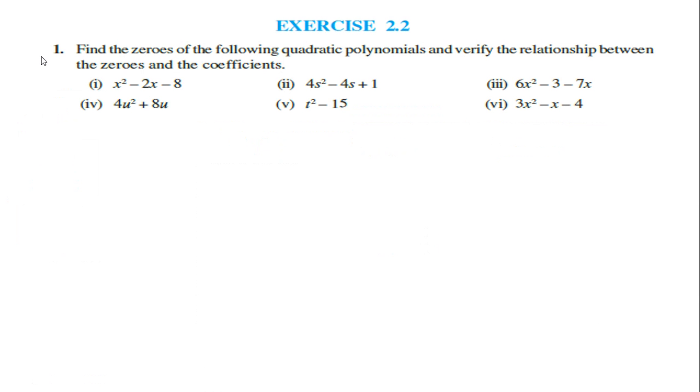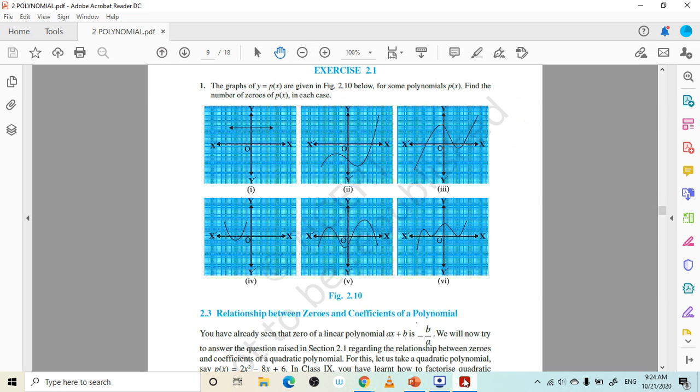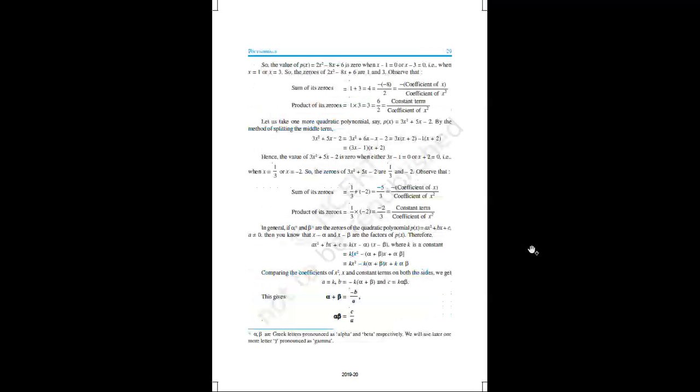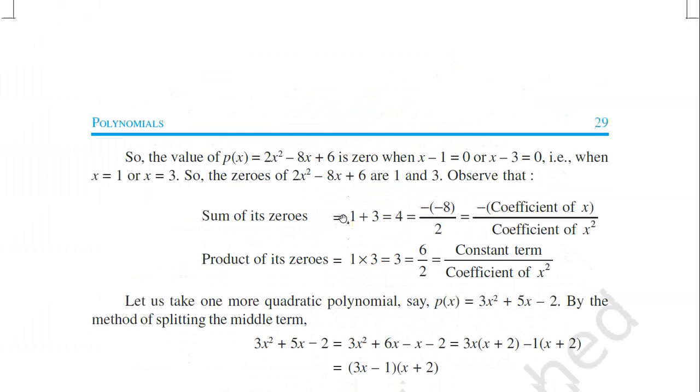And here you can see the second exercise, 2.2. But before I start 2.2, let me show you the relationship between zeros and their coefficients. This you again have to learn, you have to remember, and if required, then you have to write.